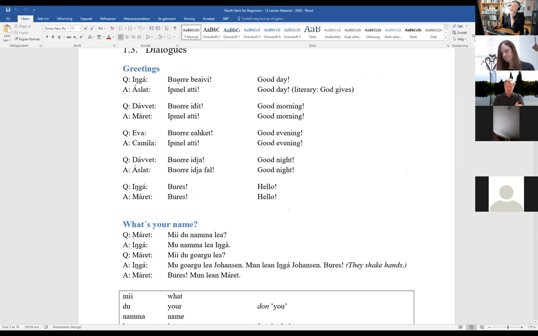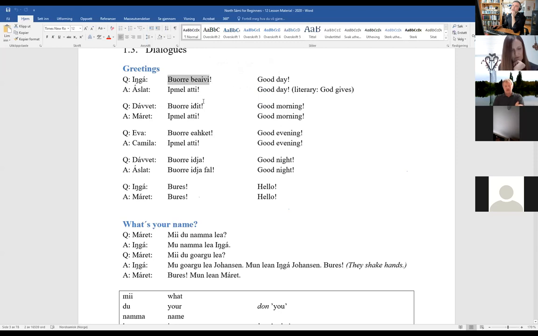So here are some greetings. Puerre päivi. Ipmelatti. It's an answer to good day. Puerre päivi. And puerre iirit, good morning. And ipmelatti is also an answer here. Ipmelatti. It means God gives, or so. And you can also say, if somebody says puerre päivi, you can say puerre päivi back. Puerre päivi, puerre päivi.